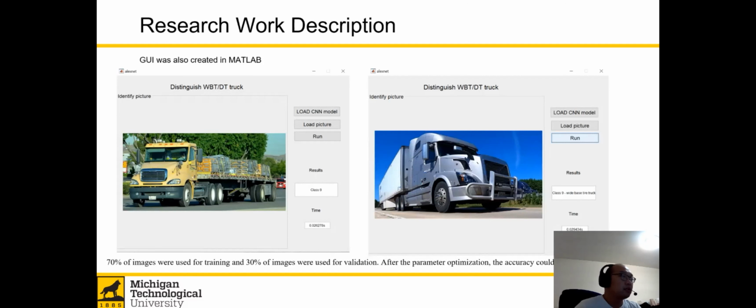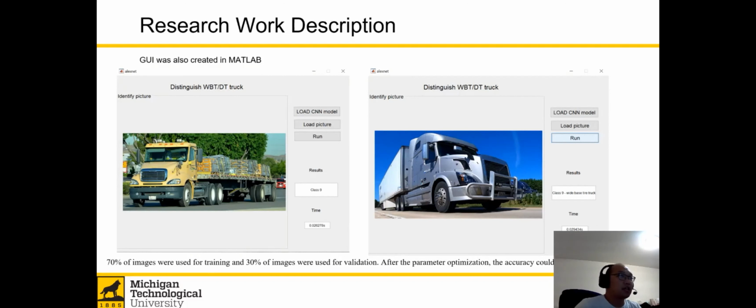And we also developed an app based on MATLAB, like the picture shown here. We can load the CNN models and load untrained model pictures. We pick random pictures from the road, and we can run the model. We can quickly get the results on what class the truck is, and whether the truck has wide base tires or not. For the modeling work, we used 70% of the images for training and the remaining 30% for validation.